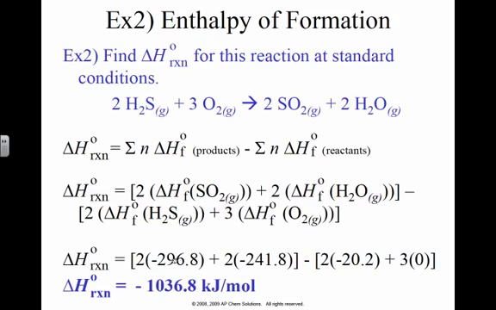Okay? Where are you going to get these values? In the back of the book, you're going to get to use the appendix. I'll always give that information to you. This one has an answer of negative 1036.8 kilojoules per mole. It's also exothermic. And that's really just about it.